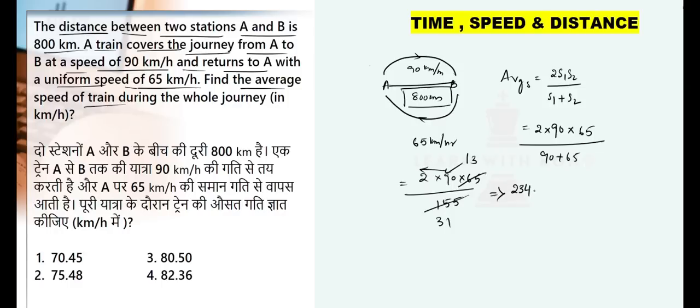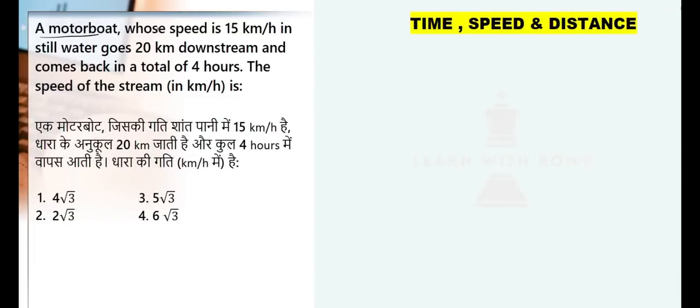So 23410 divided by 31. So 31 7s how much? 31 7s is 217, right? So 217, you will be left with 170, 35... 5 31s is 155, and we are left with 15. So we are getting an answer of 75 point something, which is option number 2. Next question. See this one, a motor boat whose speed is 15 km per hour in still water.